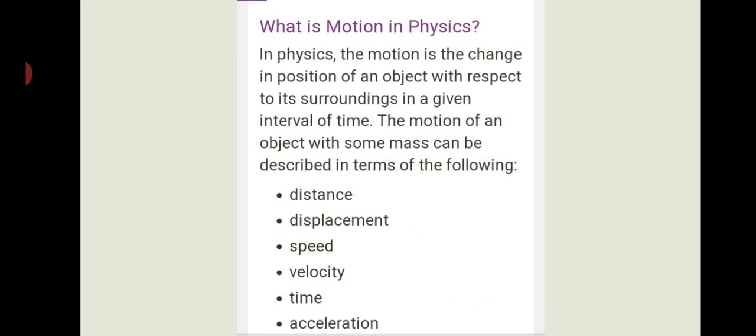So, what is motion in physics? In physics, motion is the change in position of an object with respect to its surroundings in a given interval of time. The motion of an object with some mass can be described in terms of the following: distance, displacement, speed, velocity, time and acceleration.